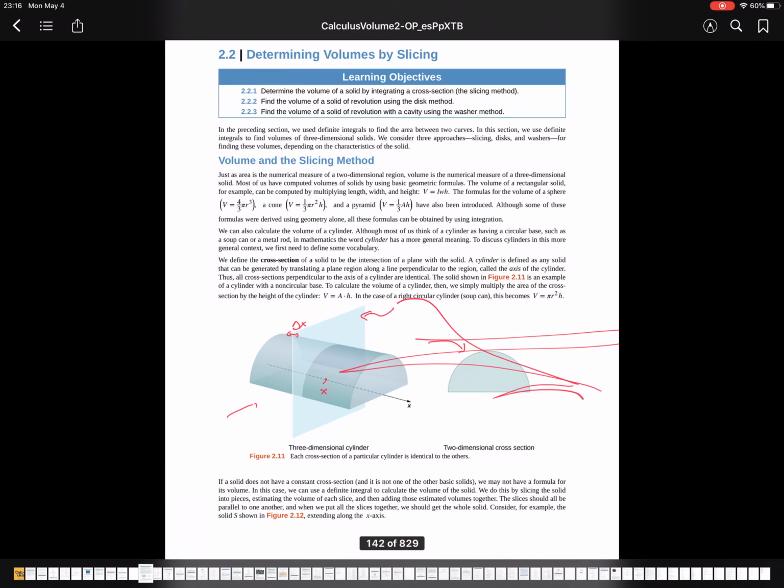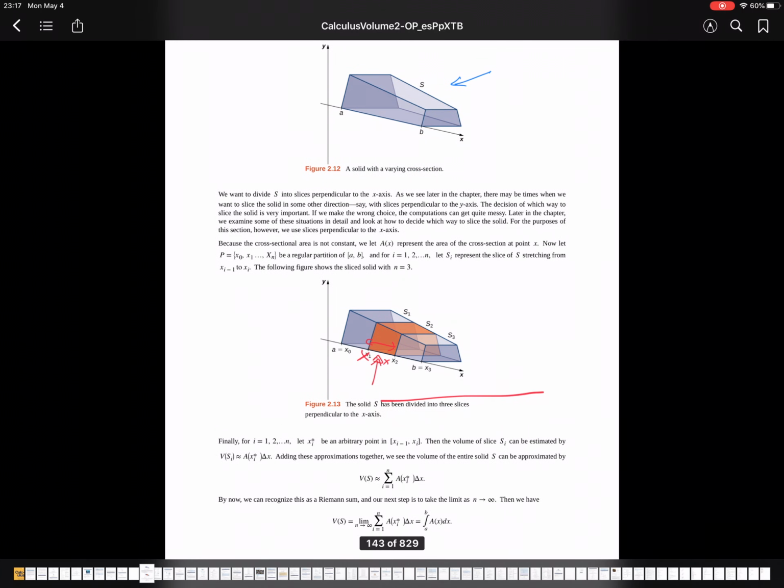I guess I have to. If you do this with this object, the slices are still some weird parallelograms or whatever they are, but if you slice them, they change. It's a function, and you could perhaps sometimes calculate this. Now, we're not going to do that.